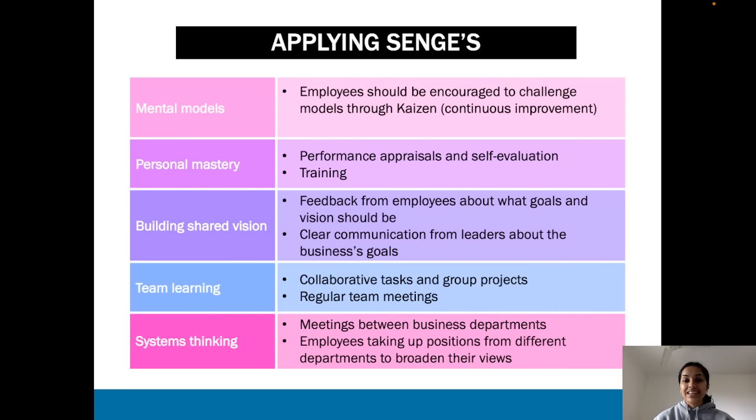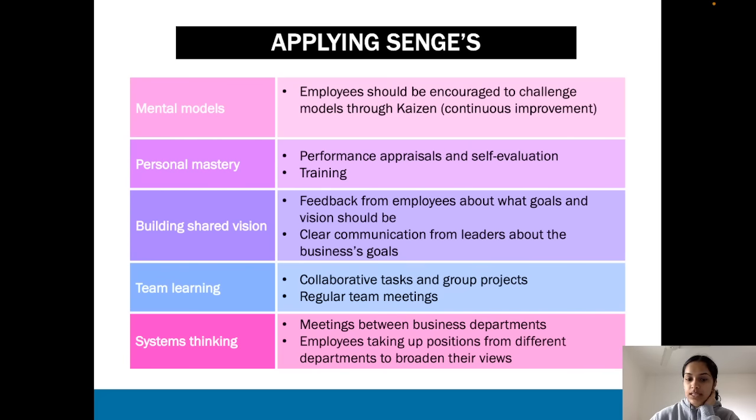So if you are applying Senge's learning organization, these are some examples you can use. With mental models, employees could be encouraged to challenge models through Kaizen, so continuous improvement. With personal mastery, you could have performance appraisals and self-evaluation training so that an individual can see their areas of improvement and strive towards bettering themselves. Building a shared vision means looking at feedback from employees about the goals and visions, and clear communication from leaders about business goals. And then team learning: collaboration, collaborative tasks, group projects, regular team meetings.